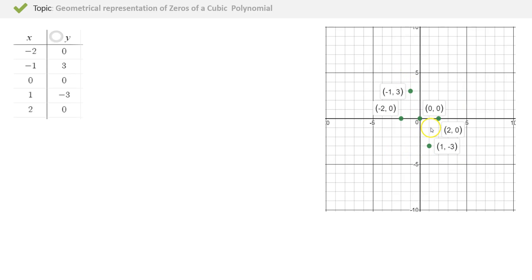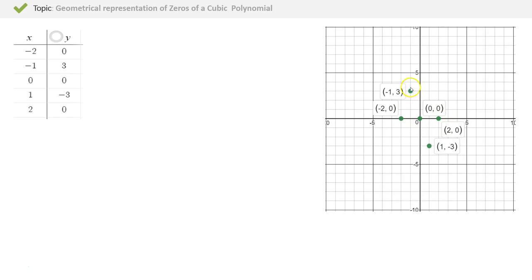For x equal to minus 2, y is 0. For x equal to minus 1, y is 3, which is this point. For x equal to 0, y becomes 0, which is this point. For x equal to 1, y becomes minus 3, which is this point. And for x equal to 2, y becomes 0, which is this point.